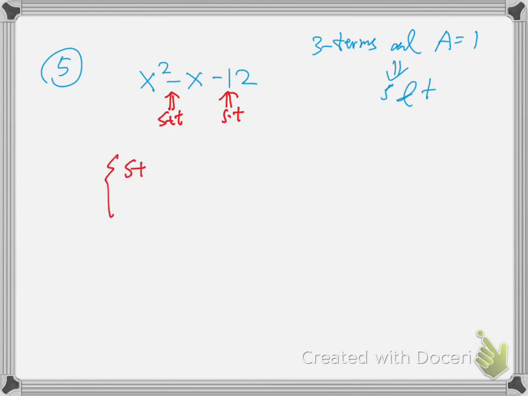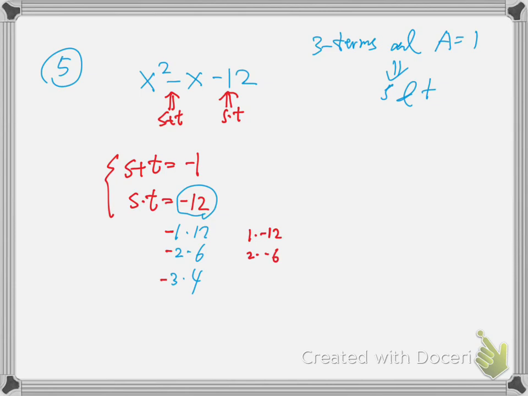So we need two integers whose sum is negative 1 and whose product is negative 12, right? Now what are the possibilities for 12? 1 and 12, 2 and 6, 3 and 4. And since we need negative 12, one number is negative. So it's either negative 1 times 12 or 1 times negative 12, negative 2 times 6 or 2 times negative 6, negative 3 times 4 or 3 times negative 4. So we have these 6 choices that give us the product negative 12.